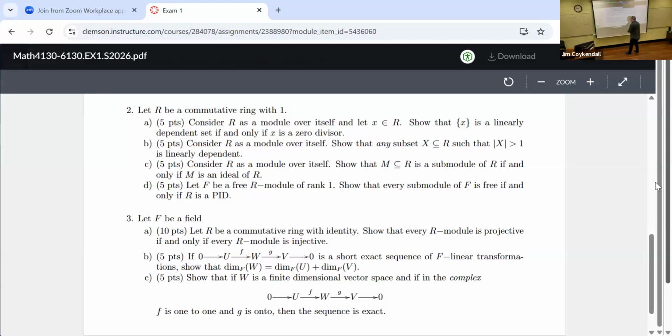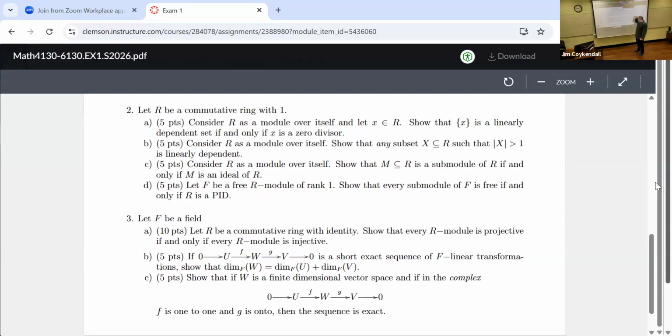This one right here is number B. So you have 0 to U to W to V, a short exact sequence. Now these are linear transformations, right? And so in particular, these are vector spaces. So this sequence splits because V is free, so it's projective. And when it splits, W is the direct sum of the ends, right? And that's how you count the dimension, because the dimension of the middle has to be the sum of the dimensions of these two, because it splits.